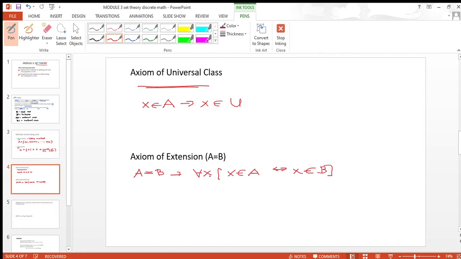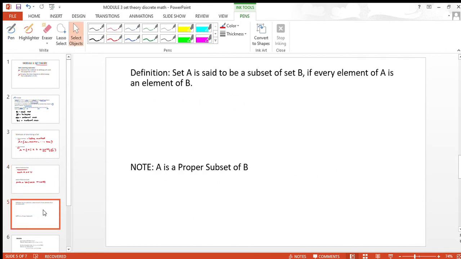If you get any element x, x must be in A, and at the same time, x must be in B. So this is what we call the axiom of extension. And then the next definition is the subset. The definition: set A is said to be a subset of B if every element of A is an element of B. And we use the symbol here, A ⊆ B. So if we take the definition, A being a subset of B means that for all x, if x is an element of A, this implies that x is an element of B as well.